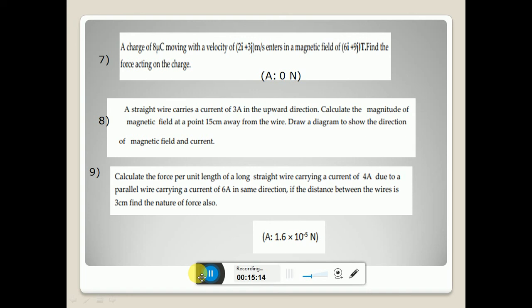When two current carrying conductors are placed parallel to each other and the current is flowing in the same direction, then the force will be of a particular type. So I have already given the hint. Try to find out the magnitude and direction of the force.